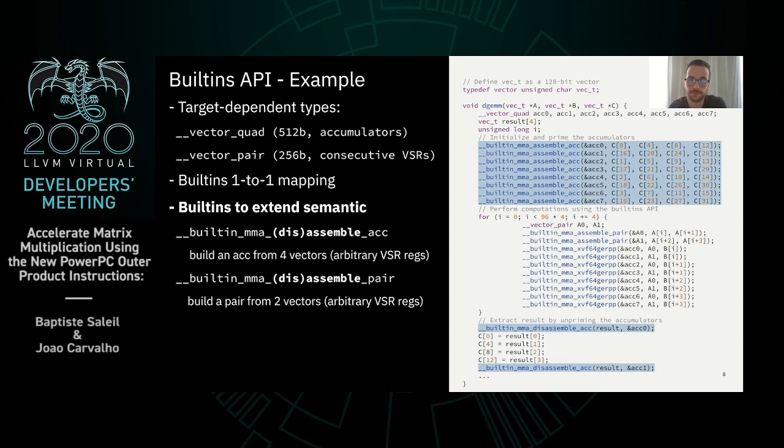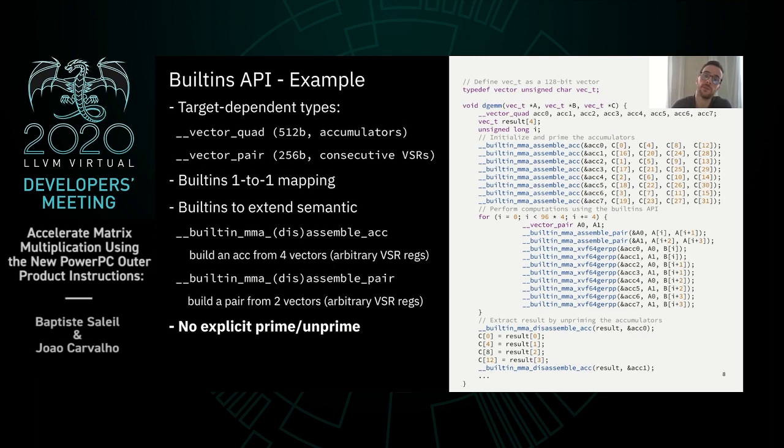So something interesting that you may notice here is that thanks to these built-ins that are extending the semantics, there is actually no need to explicitly generate the prime and unprime instructions. They are automatically generated by the compiler when we initialize an accumulator. So this is completely transparent for the users. And finally, something that we cannot directly see in this example is that we also added semantic checks to force the correct use of accumulators. So basically, we only allow using vector quad types as local variables for kernels. And the reason we want to force that is because if this type is used elsewhere, it is actually really easy to write code that will be completely inefficient and even slower than just not using MMA at all.